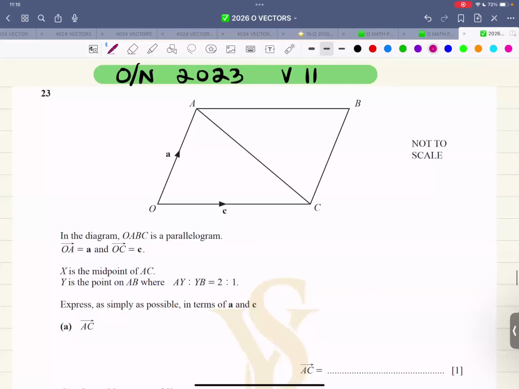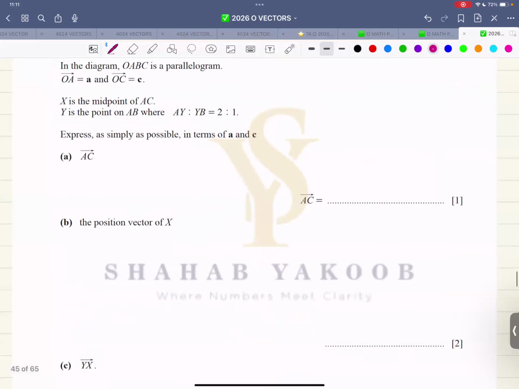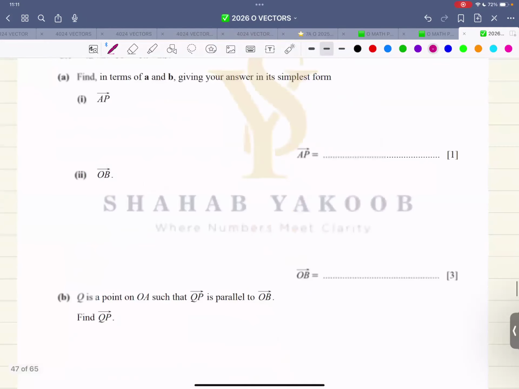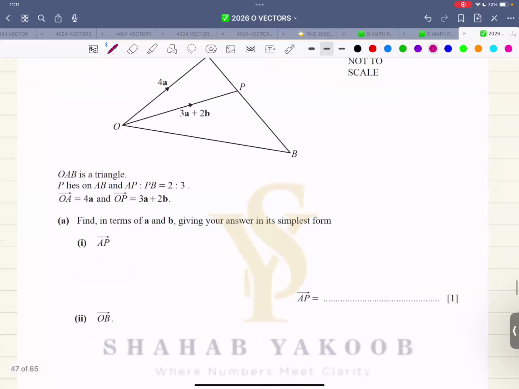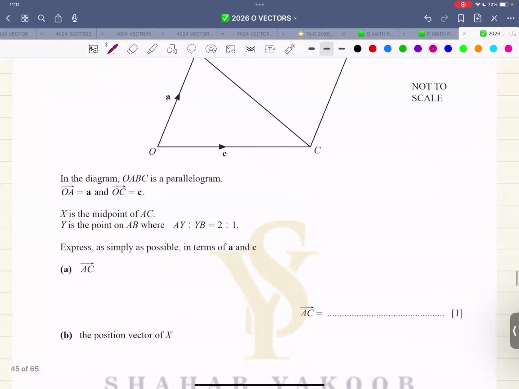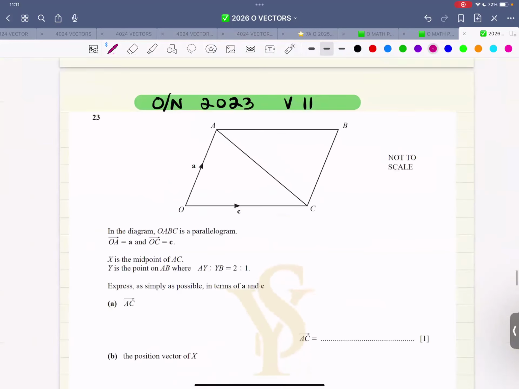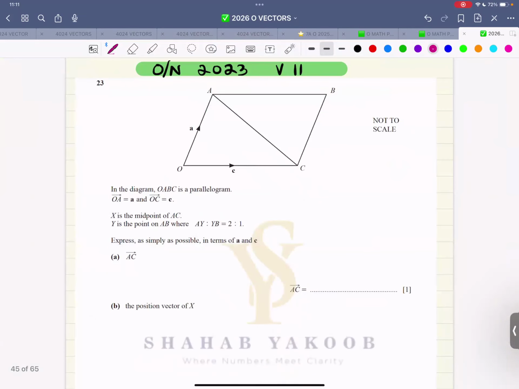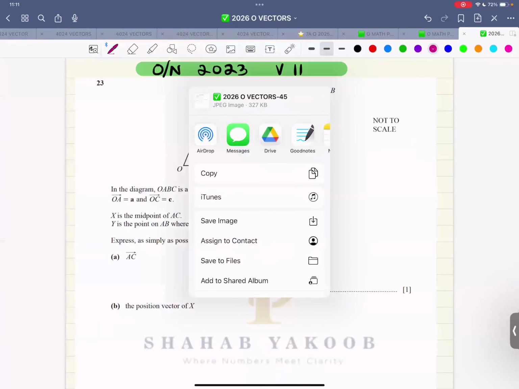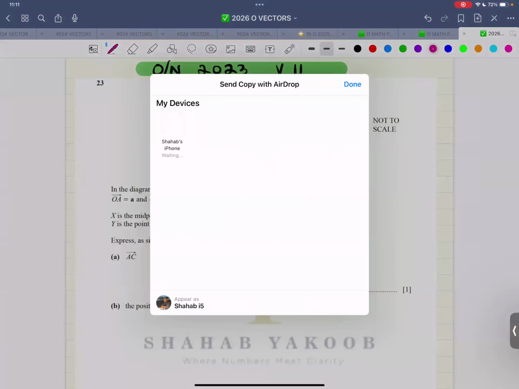Now, let's try out one more question for today. This one is trickier. Let's first get started with this. So now, again, let me share this image with you. Okay. So now have a good look at it.